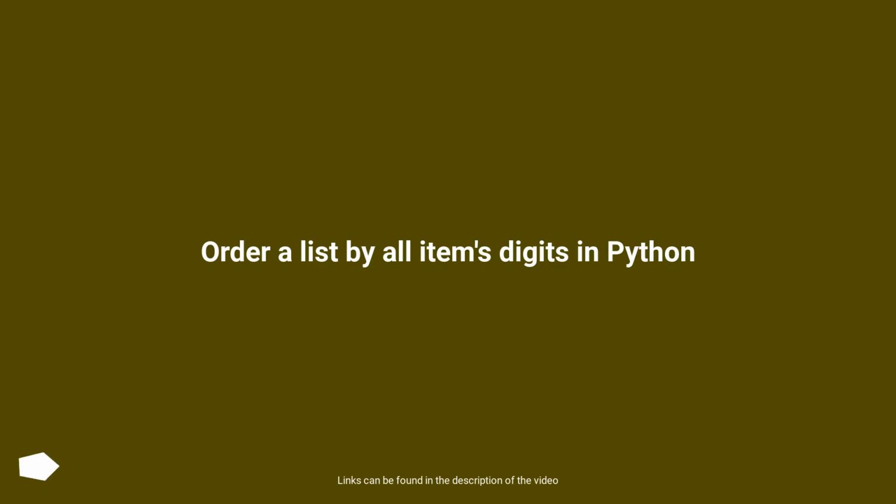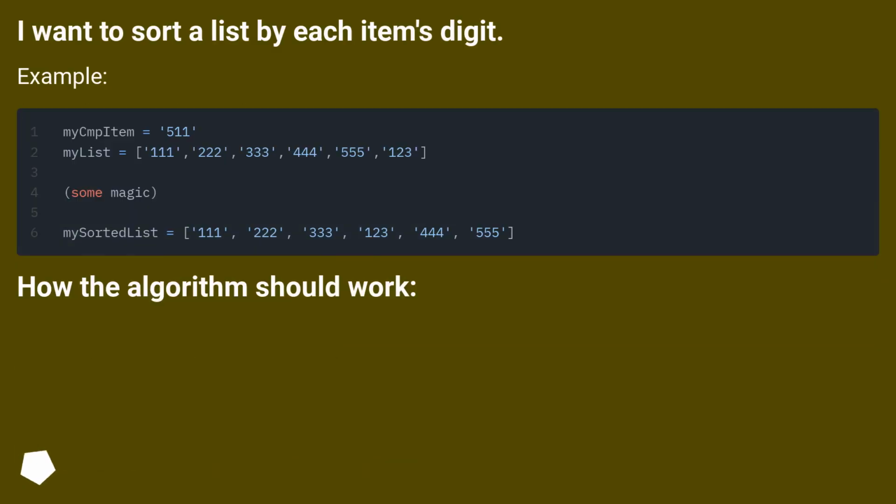Order a list by all items' digits in Python. I want to sort a list by each item's digit. Example. How the algorithm should work.